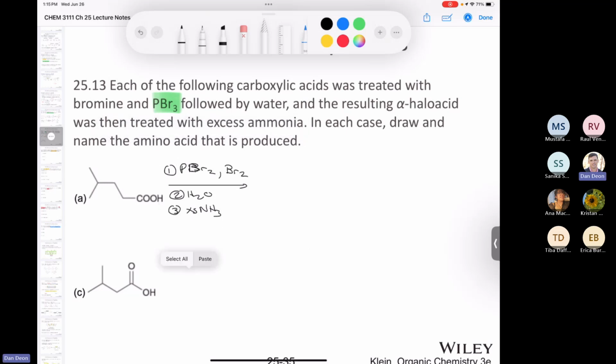And paste it right here. And so again, it's the same thing for both of them. All you're going to do is install an amino group at the alpha position, which I just put a little red dot on there.